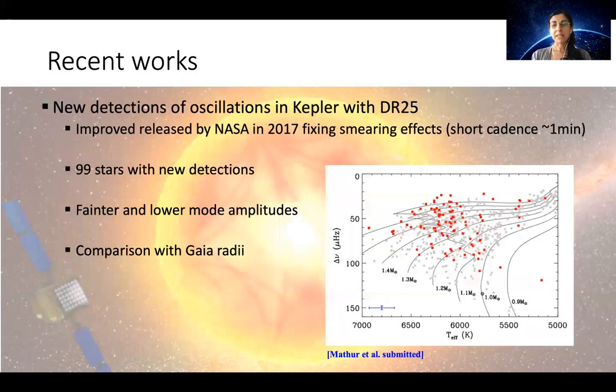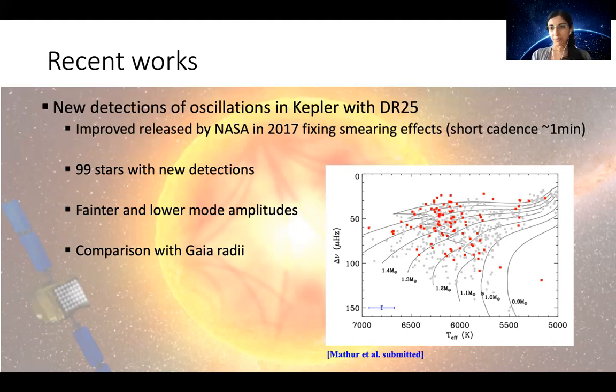So from there, we studied a sample of 2,000 stars observed for 1 month during the first year of the Kepler mission. And here on the right, you have a modified HR diagram where you have the delta nu as a function of effective temperature. And in gray, you have the stars for which oscillations were detected in 2011. And in red, you have 99 stars for which we detected solar-like oscillations using the DR25, so new detections. We notice that these stars are actually fainter with lower mode amplitudes. You can also see that they are in general more massive and subgiants.